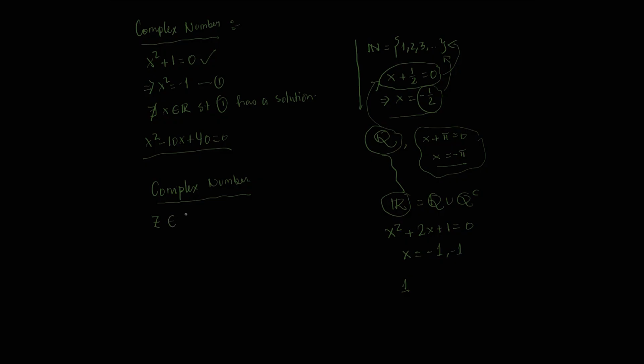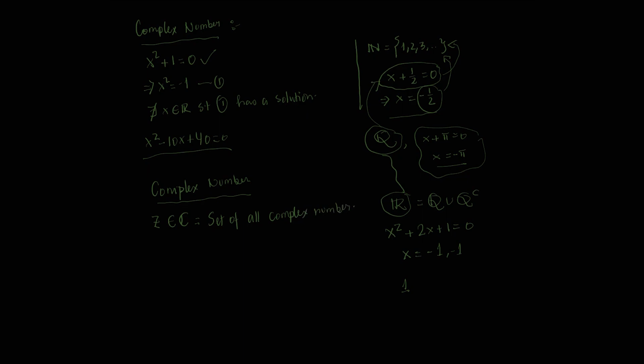So whenever I say z is in C, this is C. C is what? C is the set of all complex numbers. So this is actually the set of all complex numbers. Okay. Let's just understand what is z now.